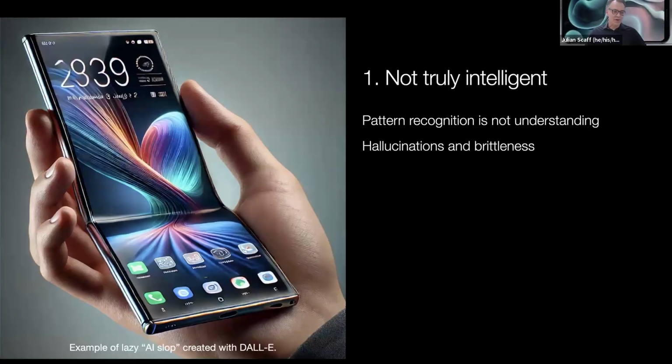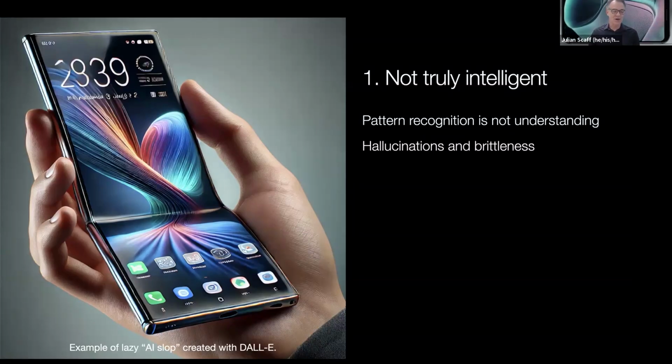So irony number 1, these systems are not truly intelligent, points to the fundamental limitation that AI systems, including the LLMs and image generators, rely on, which is large pattern recognition rather than true understanding. They can generate remarkably convincing outputs, but they often hallucinate facts, or they produce what are called brittle results when they're pushed beyond boundaries.